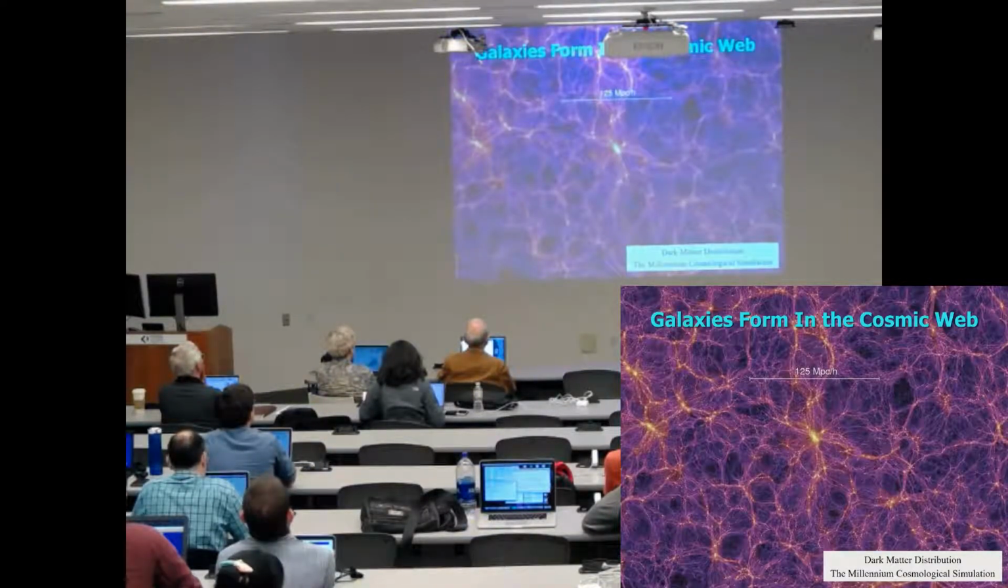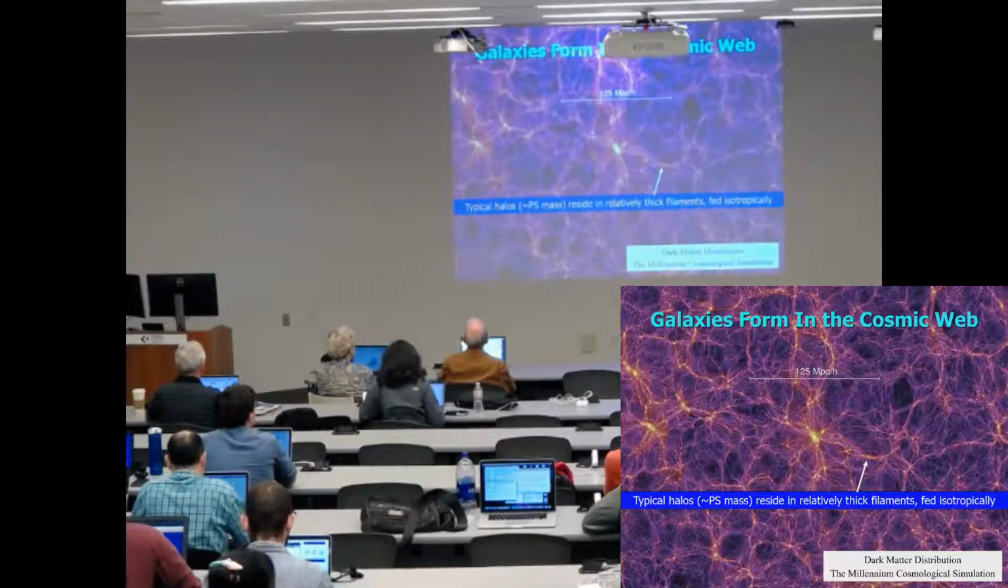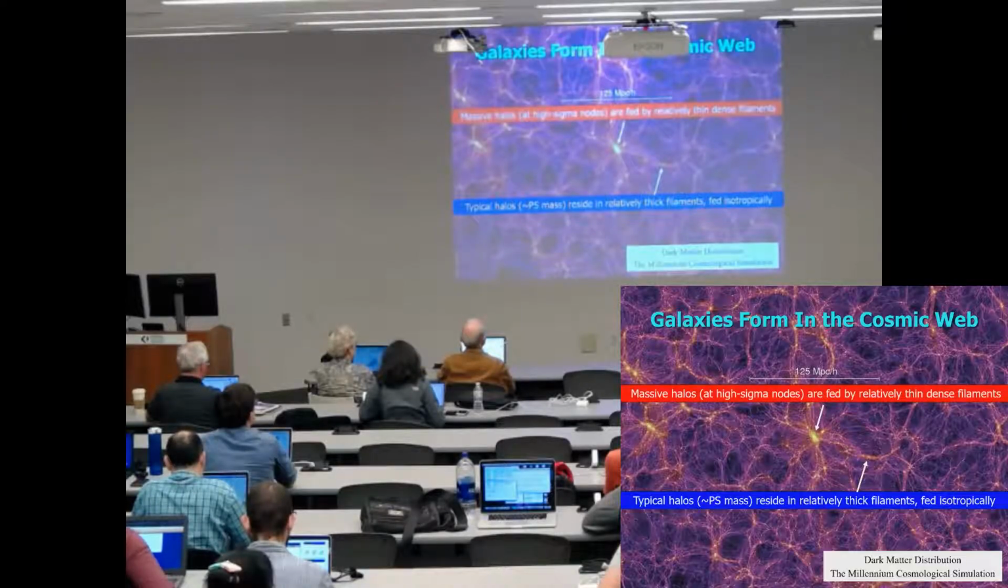Okay, jumping right in. We know that galaxies form in the cosmic web. Now, very, very broadly speaking, there are 2 main types of halos that you can find in this image. Your typical halos, which are of order the Press-Schechter mass or slightly lower, reside in single, very large filaments compared to their size, and they're fed in a pretty spherical isotropic fashion. But if you go to your very massive halos, your high sigma peaks, they lie at the nodes of the cosmic web, and they're fed by a few very thin, very dense filaments which come from a few random directions.